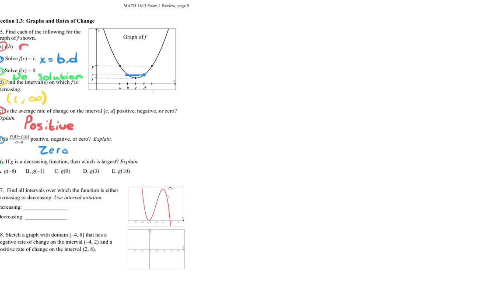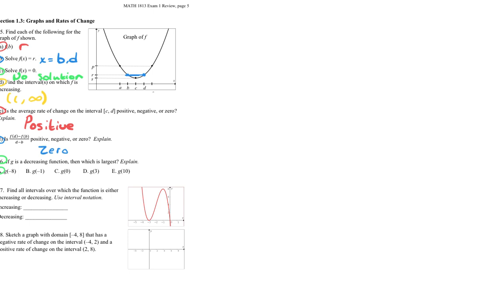Okay, so moving on to 16. If g is a decreasing function, which of the following is the largest? Explain. So if we look at what g might look like, g could be something kind of like this, right? Just a decreasing function. If our function is always decreasing, the further left we go, the larger values we get. So whenever we plug in a smaller x value, we should get a larger g of x value. Looking at which one is the smallest, we have -8, -1, 0, 3, and 10. Because -8 is the furthest left, we can expect this to have the largest value, g of -8.